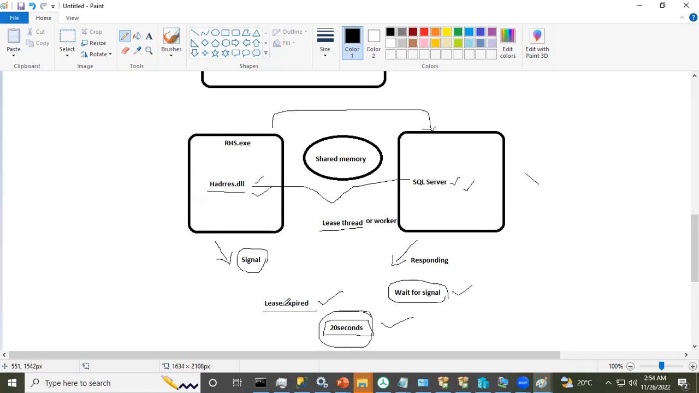Okay, so the lease is considered as expired. Then what will happen? Then it triggers. If the lease is expired, then failover triggers from one node to another node. If the lease is expired, the same information will be shared to RHS.exe.